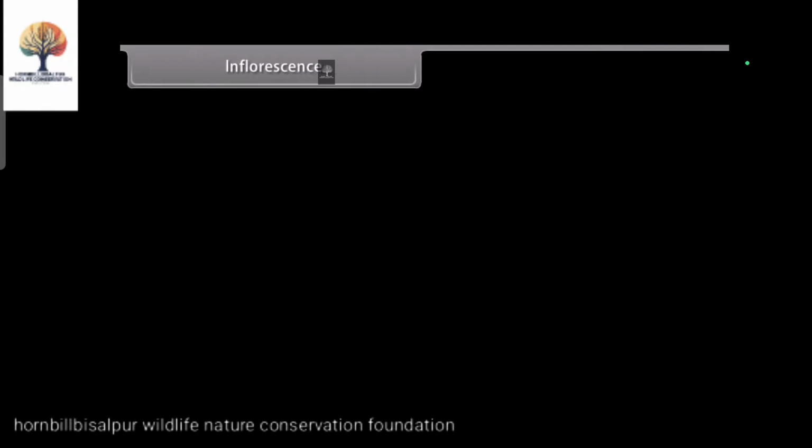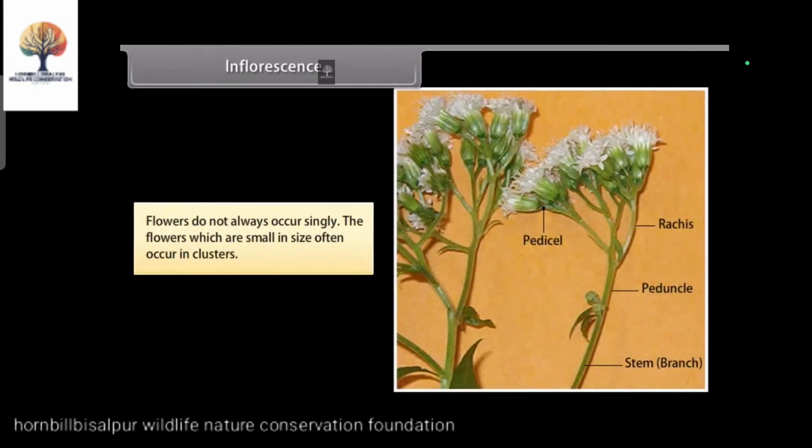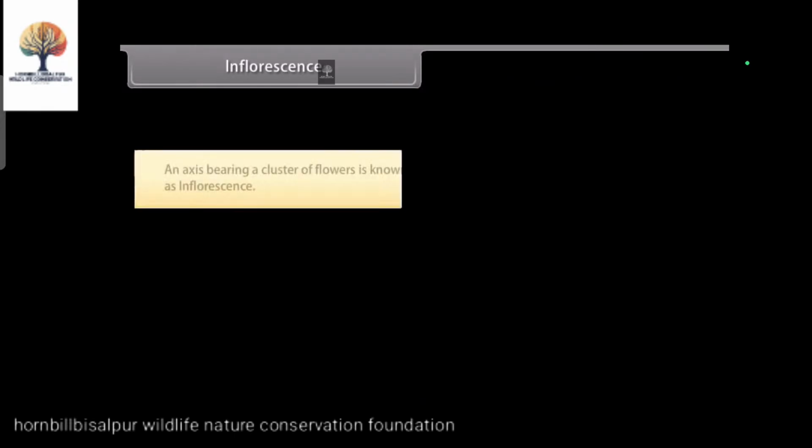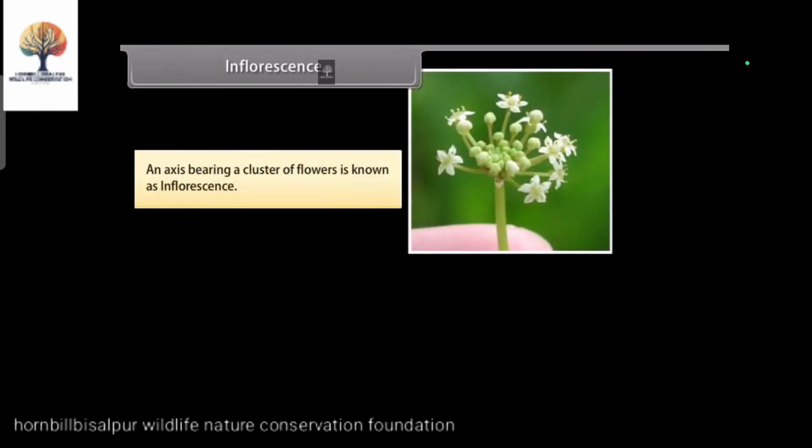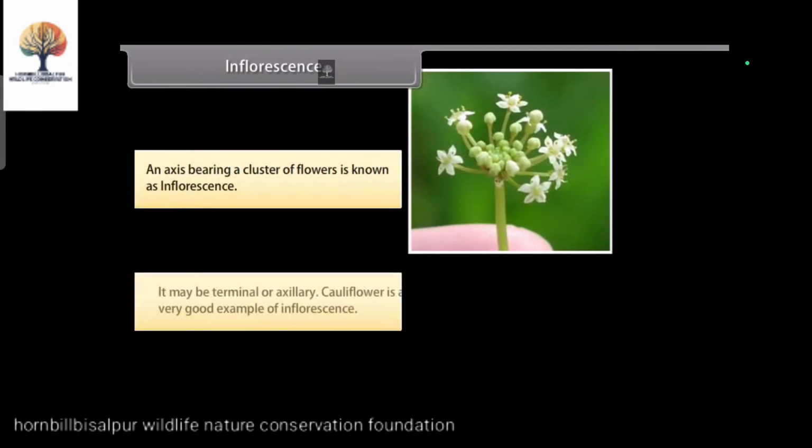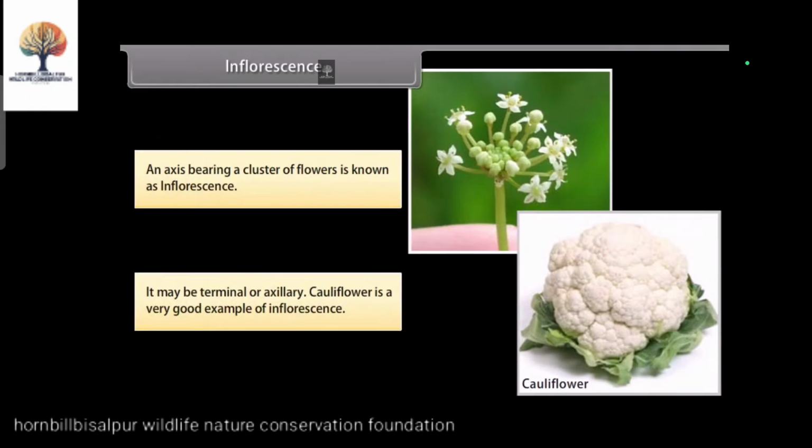Inflorescence. Flowers do not always occur singly. The flowers, which are small in size, often occur in clusters. An axis bearing a cluster of flowers is known as inflorescence. It may be terminal or axillary. Cauliflower is a very good example of inflorescence.